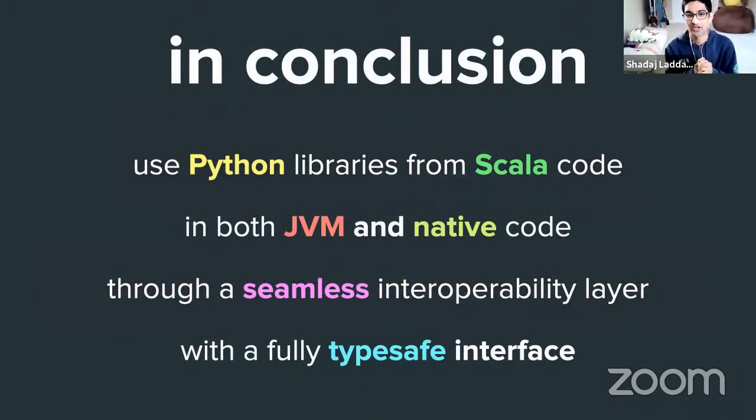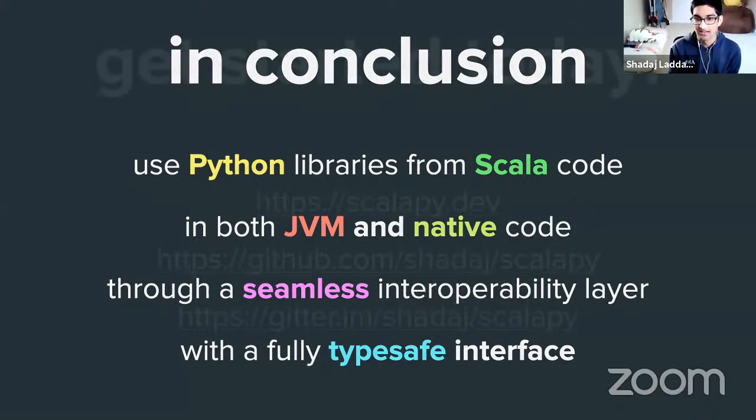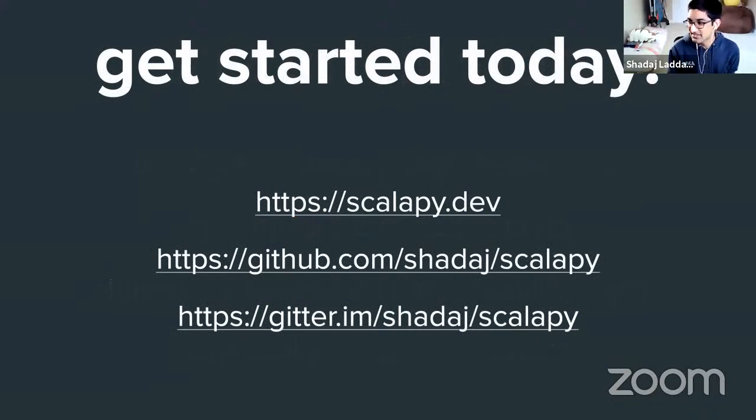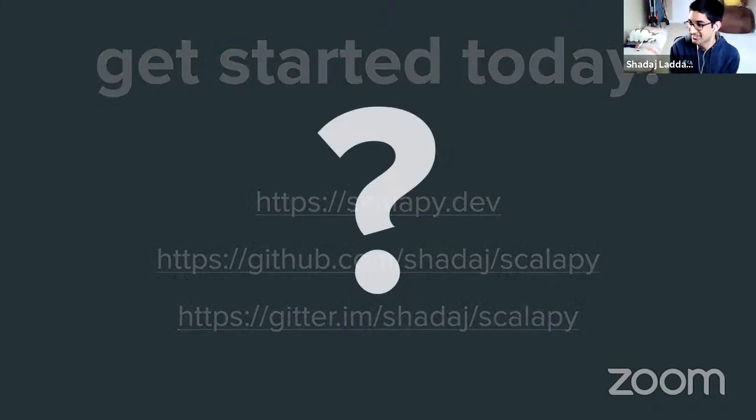So in conclusion, ScalaPy lets you use Python libraries from Scala code. You can do this in both JVM and native code. You get a seamless interoperability layer and a fully type-safe interface. So you can get started today. ScalaPy is open source on GitHub. And now I'd like to answer any questions.